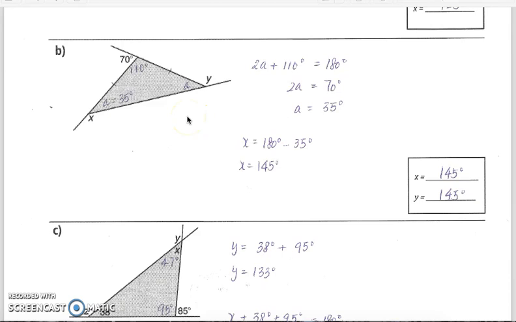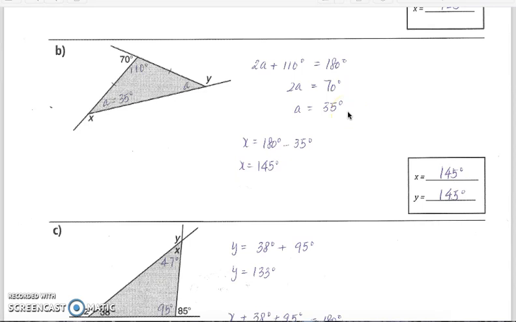Diagram B. Here we have an isosceles triangle, and with the 70 degrees here, I know the inside top interior angle in the triangle is 110 degrees because it's 180 minus 70. And then using interior angles, I can say that 2A, because there are two of A, plus 110 is 180. Subtract 110 from both sides. 2A is 70. Divide by 2. Angle A is 35 degrees.